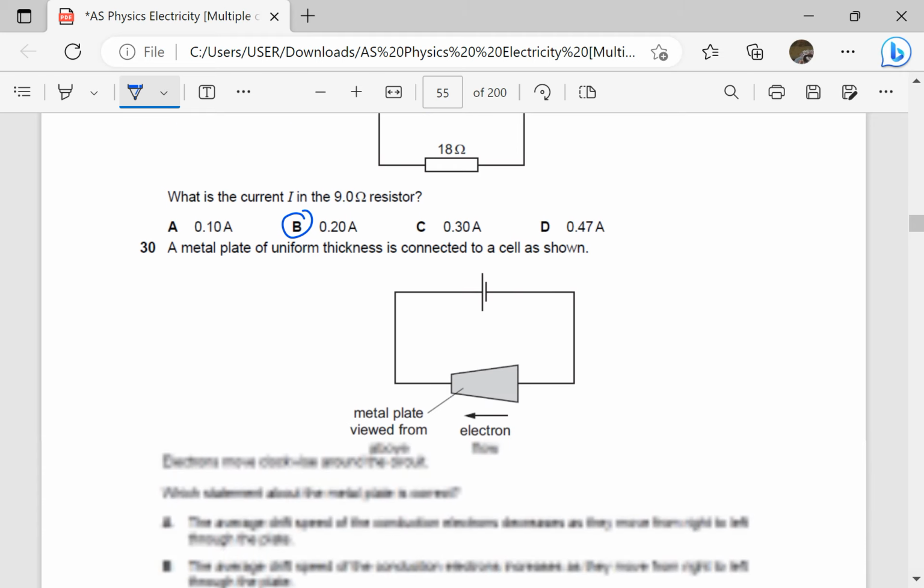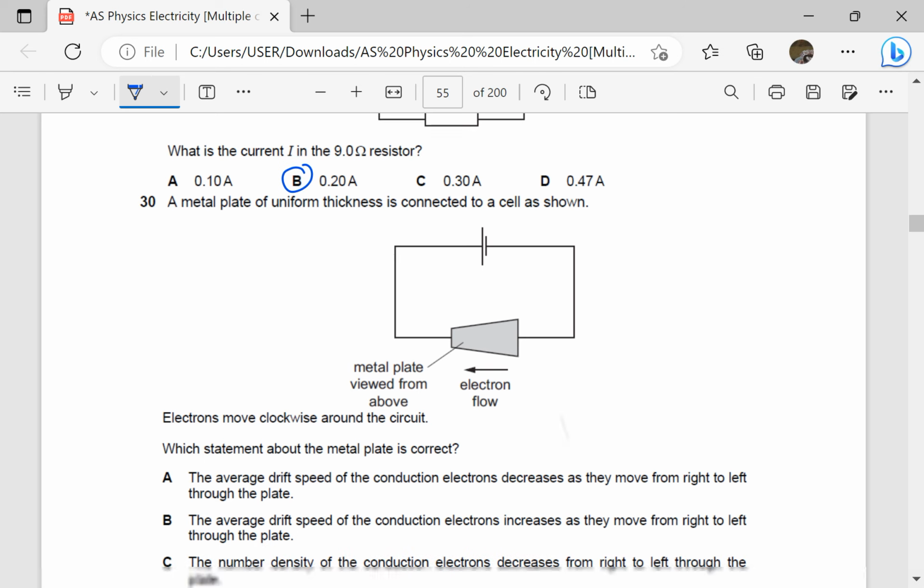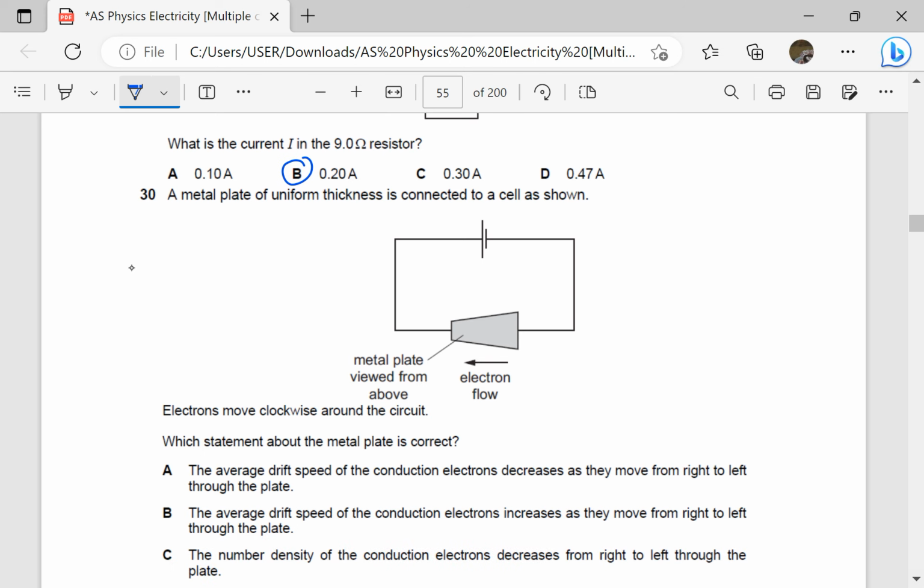A metal plate of uniform thickness is connected to a cell as shown here. Electrons move clockwise around the circuit. So electrons are moving like this around the circuit. Which statement about the metal plate is correct?